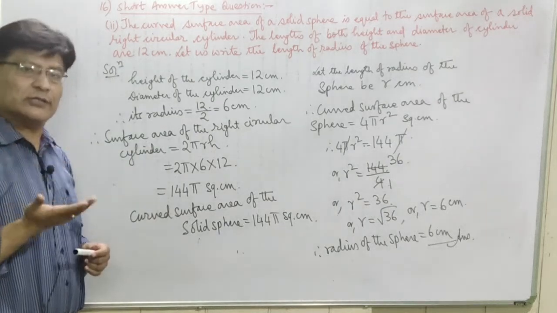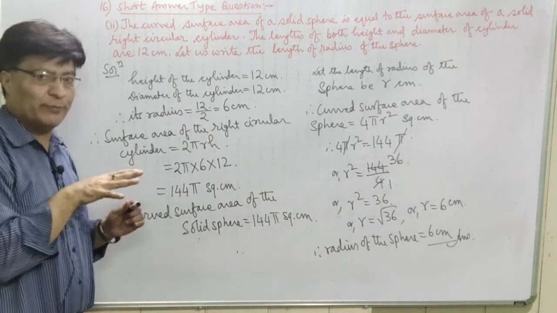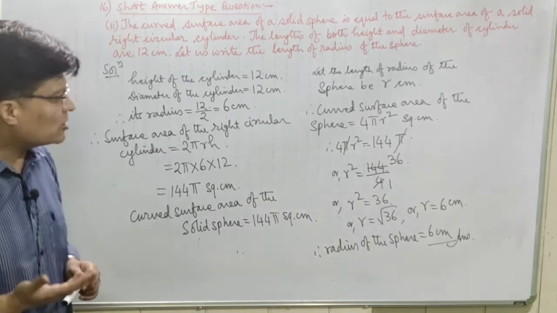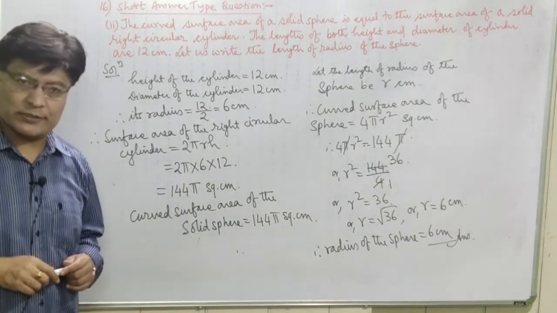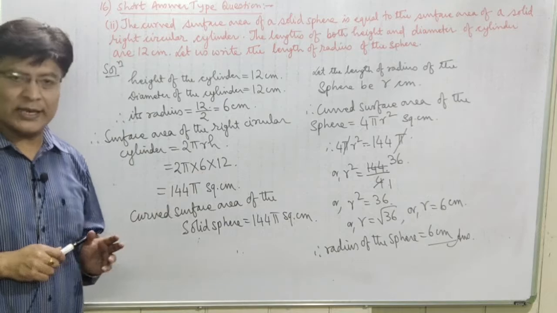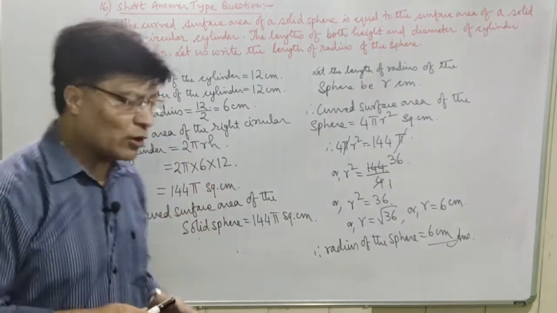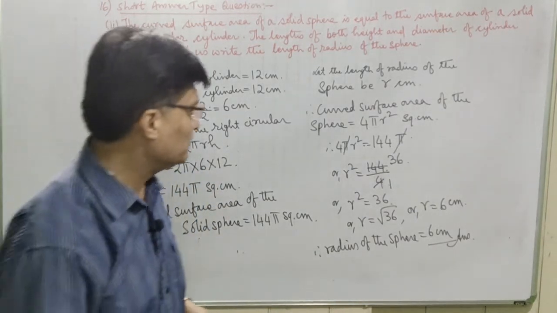In this question the right circular cylinder came, the sphere also came, a mix of both. Okay? So you must remember the formula of the right circular cylinder as well. So this is the answer. Okay, I think you have understood it. So you can copy it. Now we'll do the next question.